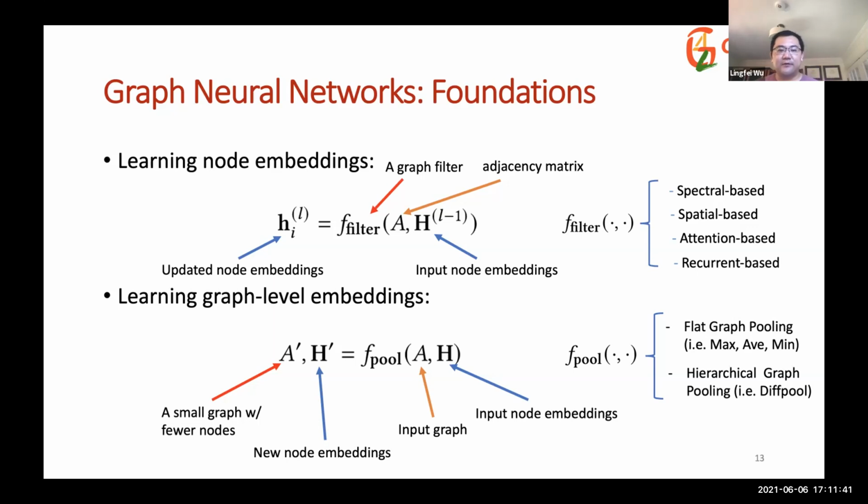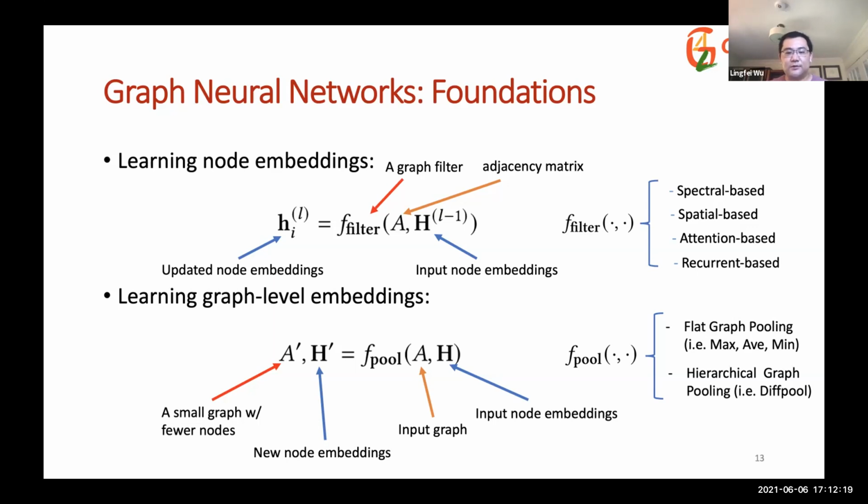And we can see that the graph filter operation becomes very important. Based on the type of graph filtering, we can generally categorize them into four different groups: spectrum-based methods, spatial-based methods, attention-based methods, and recurrent-based methods. We'll talk about these different variants of graph neural nets in detail in later slides. One thing we have to mention here is that the graph filtering operation doesn't change the structure of the graph. It only updates the node embedding. That means if we want to learn the graph-level embedding, we need some other operation.